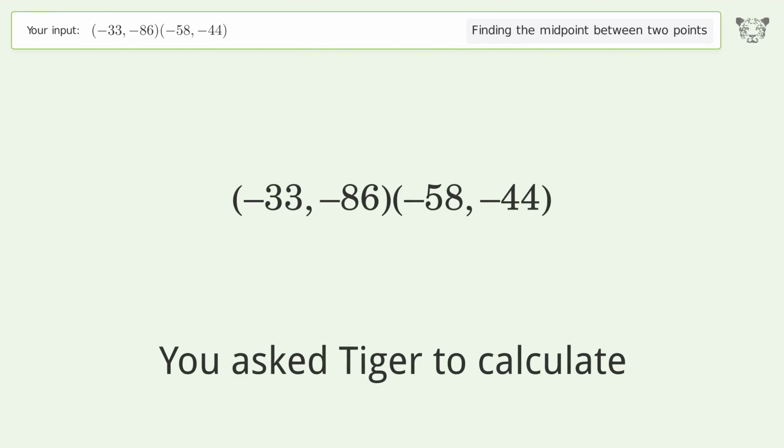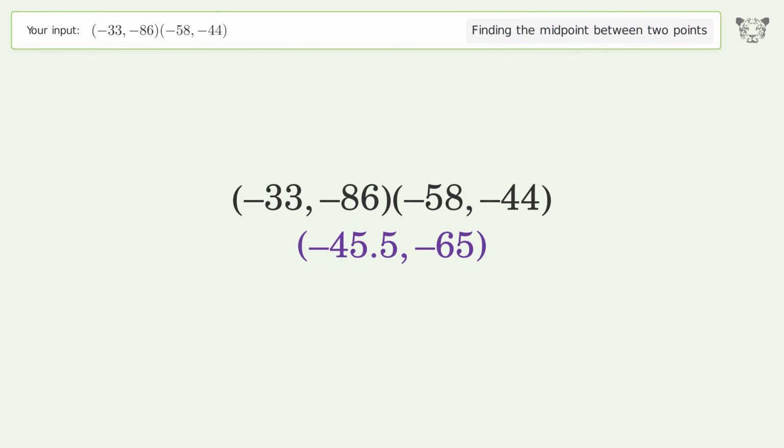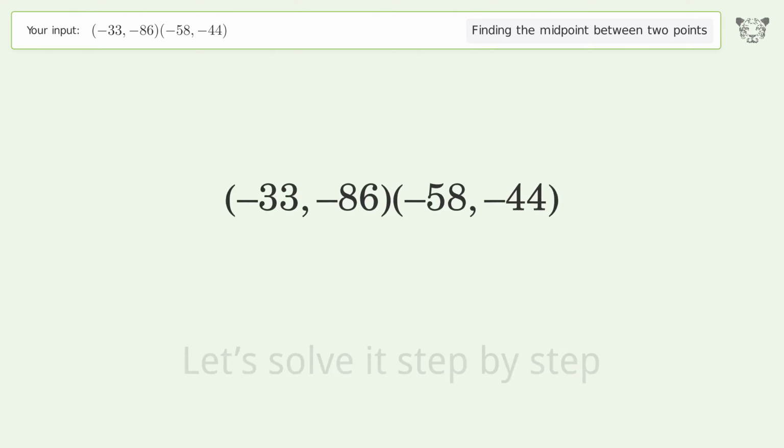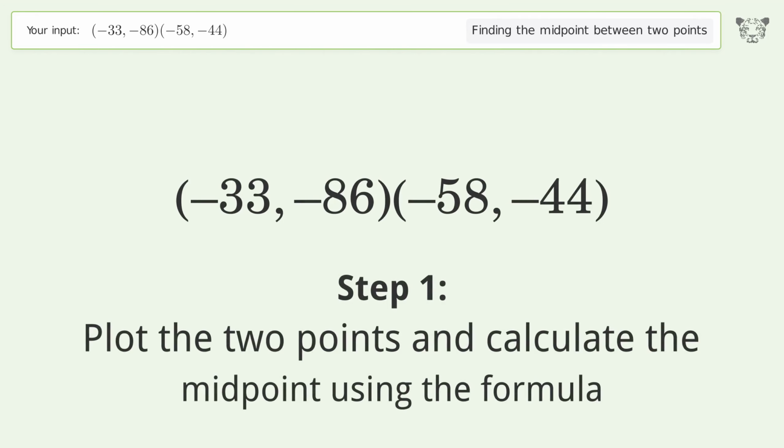You ask Tiger to calculate. This deals with finding the midpoint between 2 points. The midpoint between the 2 points is negative 45.5, negative 65. Let's solve it step by step. Plot the 2 points and calculate the midpoint using the formula.